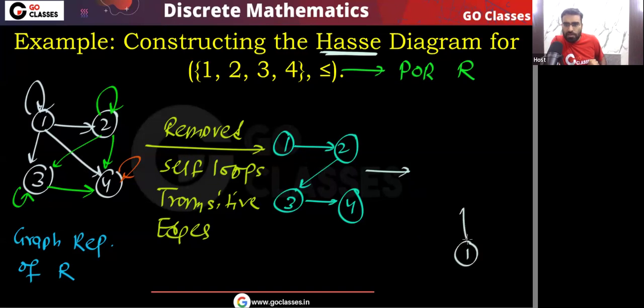So this 1 will be related to 2. Put every edge in the upward direction. And now you remove these directions. Finally, remove directions. So very simple: put all edges upward, then remove the directions.